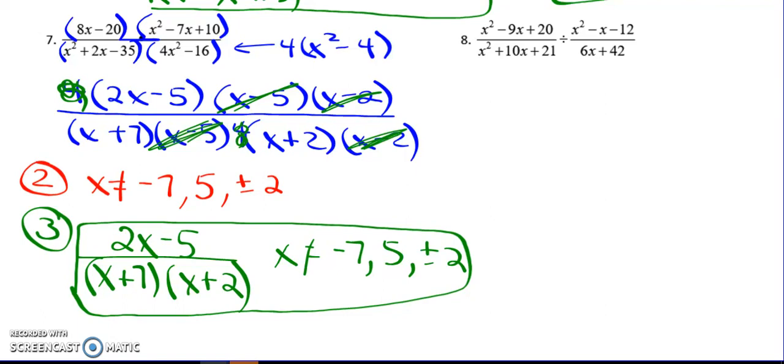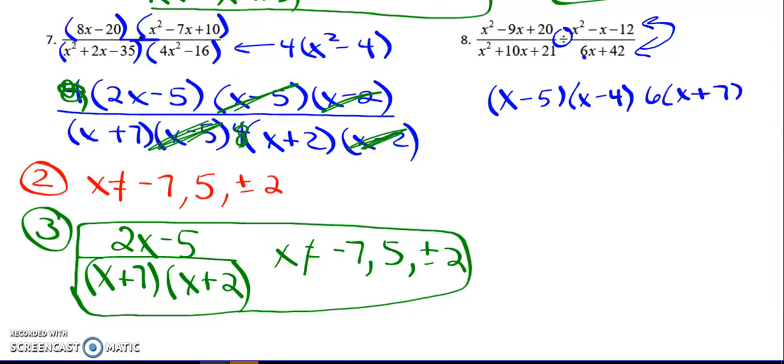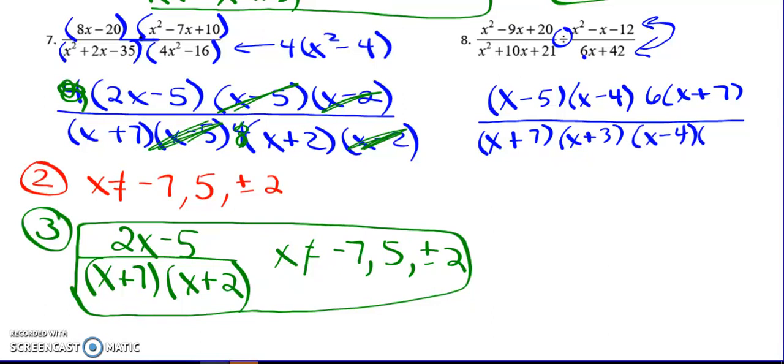All right, number 8. Again, division. Got to flip the second fraction. Then factor, restrict, cancel. So back to the same process. So x minus 5, x minus 4 on the top left. On the top right will actually be the 6x plus 42. So if I take out a 6, I'm left with x plus 7. On the bottom left, x plus 7, x plus 3. And then now x squared minus x minus 12 is on the bottom right. That's going to turn into x minus 4, x plus 3.